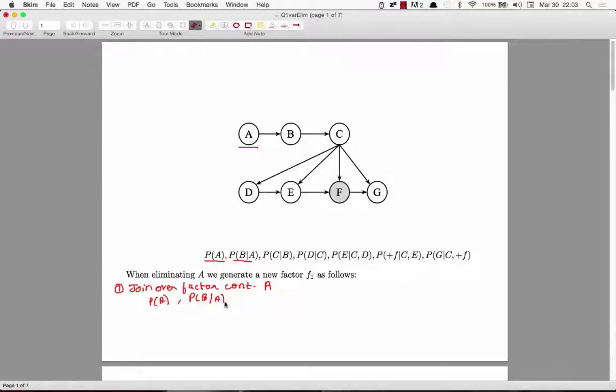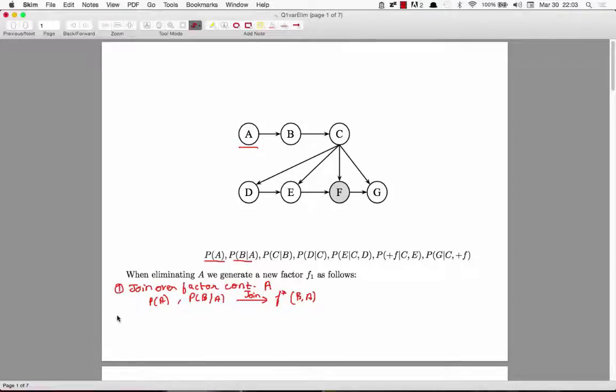Suppose this join operation gives us a new factor which I'm calling f star, and that factor has two variables, b and a. So this is the first step in variable elimination: you take out all the factors containing the variable to be eliminated and then join them.